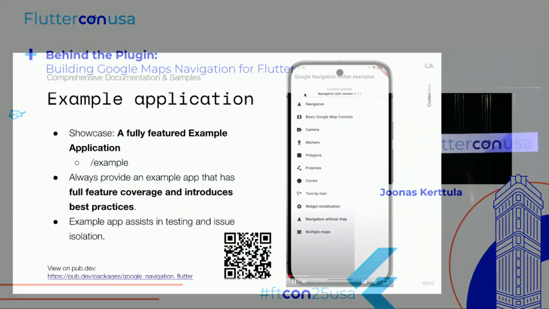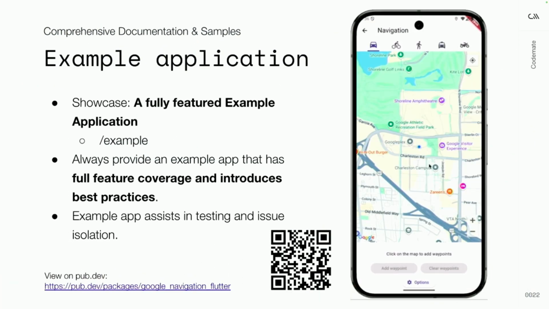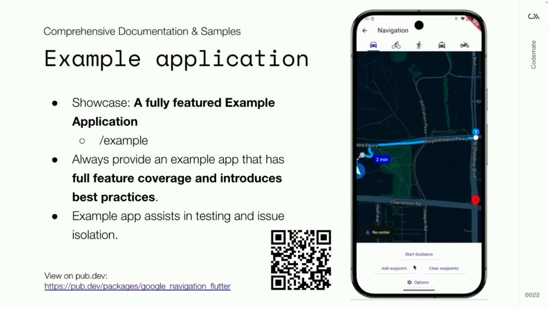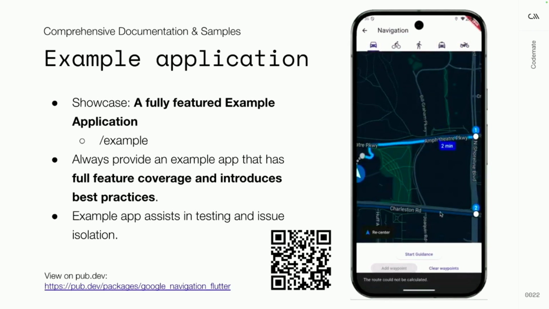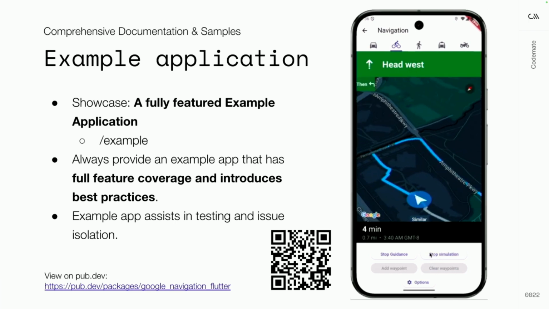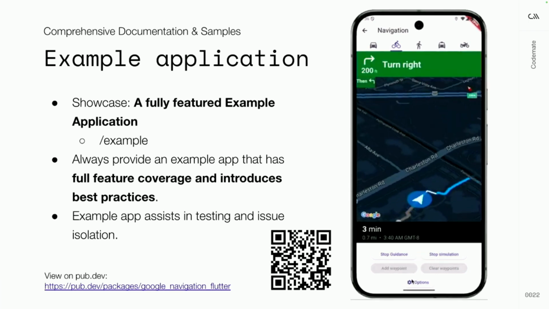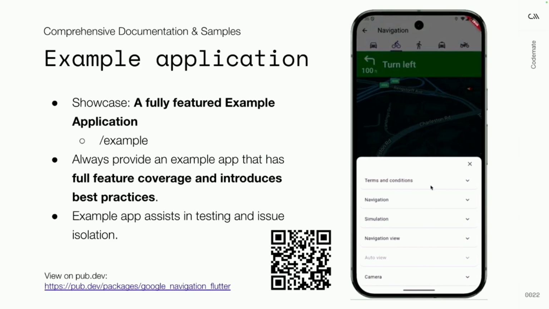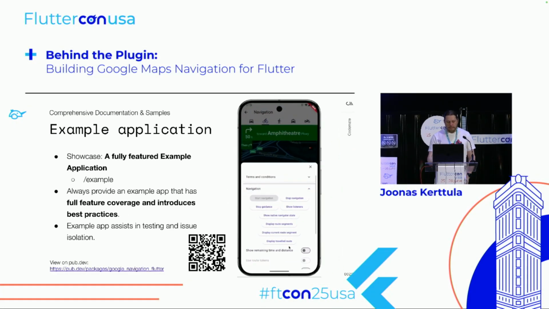About the example application, you should always have a fully featured example application. It should always show every method and every functionality you have in the application. And it's really important to introduce how to use the application and best practices. This also removes a lot of issues and bugs, and also when a bug is reported, you can ask them to test that in the example application. If it works over there, the bug might be something related to user implementation.